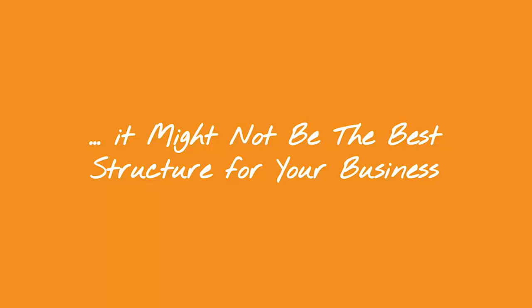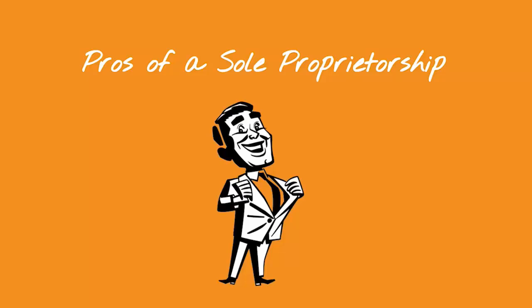Number 1 is the sole proprietorship. This is the simplest legal structure and is the most popular among solo business owners. The business essentially acts as an extension of you. Your expenses and your income from the business are included in your personal income tax return. Here are the pros of the sole proprietorship.